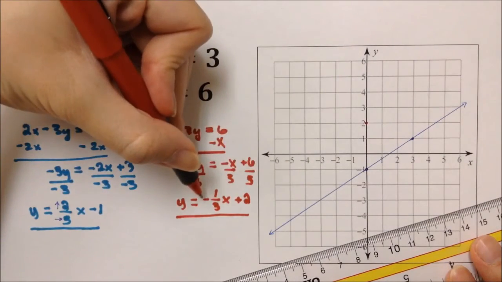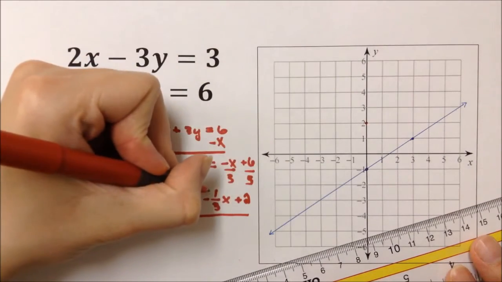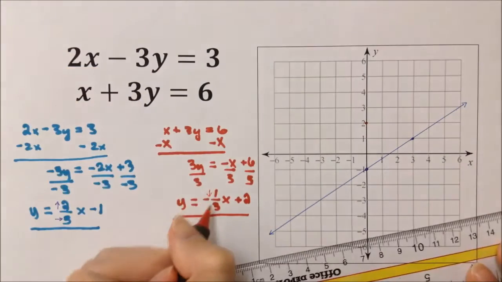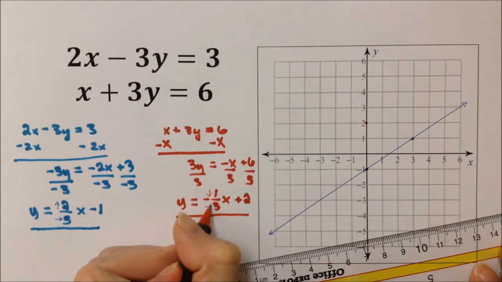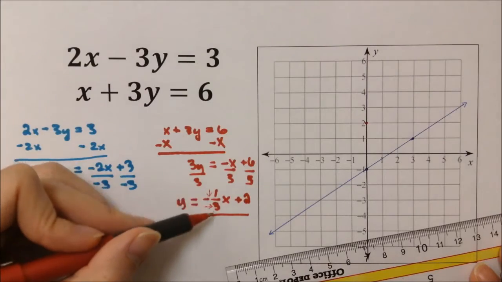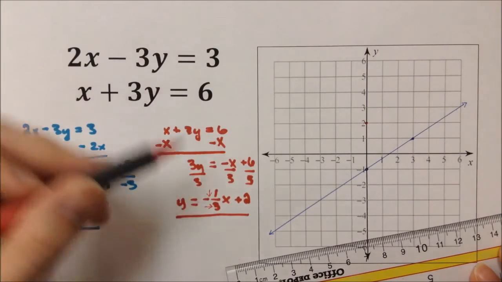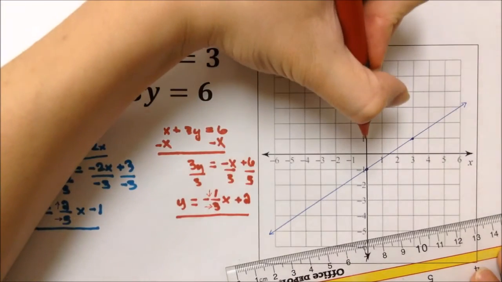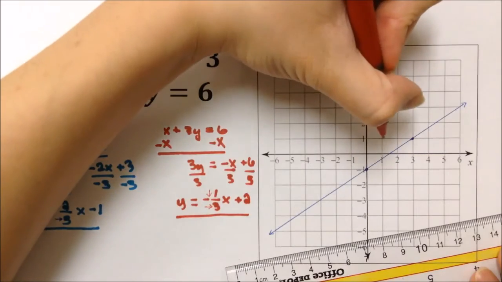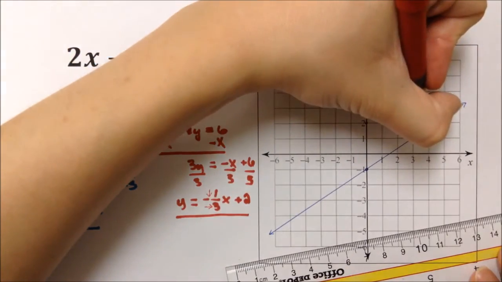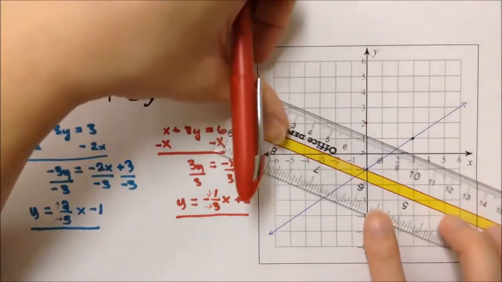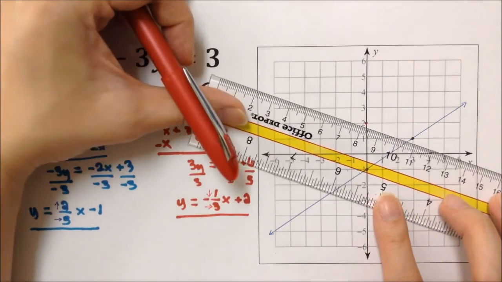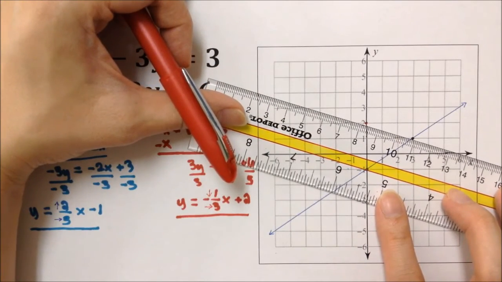And then since it's a negative slope, that means I'm going to go down 1 and then right 3. So negative slope, down 1, right 3. So down 1, right 3, 1, 2, 3. So here's our second point. And then I'm going to graph connecting these two points together.